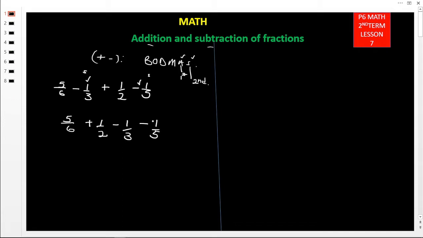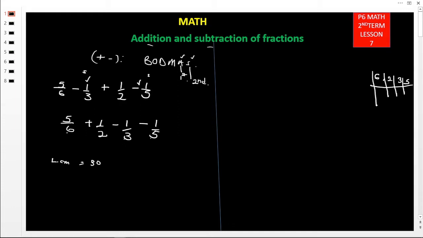From addition of fractions, we saw that we have to use what we call the LCM. So we need to get the LCM of 6, 2, 3, and 5. That LCM is 30. If you have forgotten how to get an LCM, we can get it from here using my side work. LCM of 6, 2, 3 and 5.